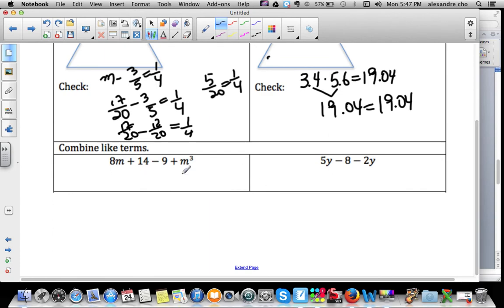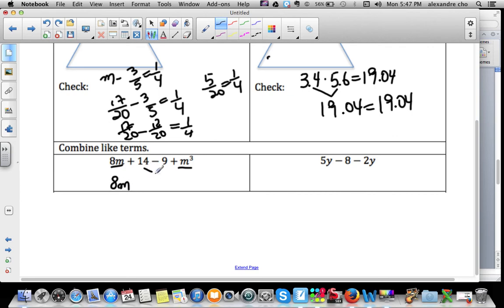Bottom, combine like terms. Okay, so you want to combine the terms that are the same. Well, here you have 8m. Is there anything that has an m and m only? This one is m, but it's m to the third power, which makes it completely a different species. Can't combine those two. Well, the 14 and 9, yes, you can. So you can't throw 8m out. It's still part of your solution.